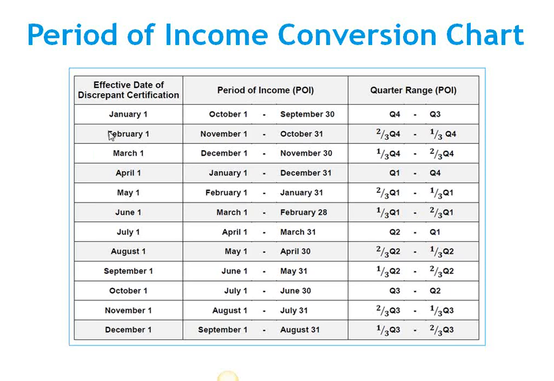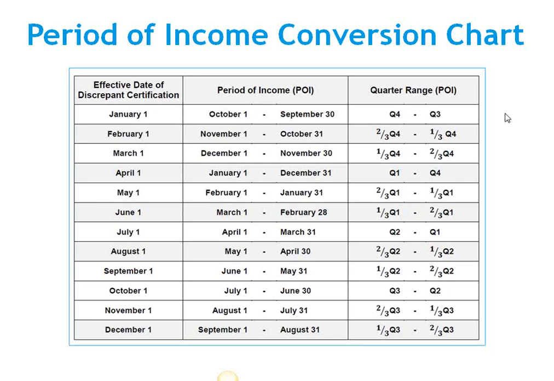Okay, so when the start and the end of the period of income align perfectly with the quarters of the calendar year, I call that clean quarters. So our clean quarters ranges start in October, January, April, and July, because those are all the starts of the quarters of the calendar year. Would you agree? Yes.